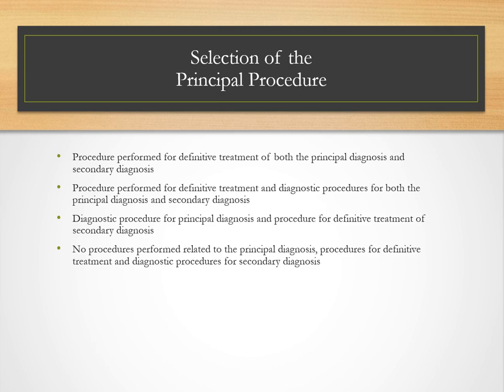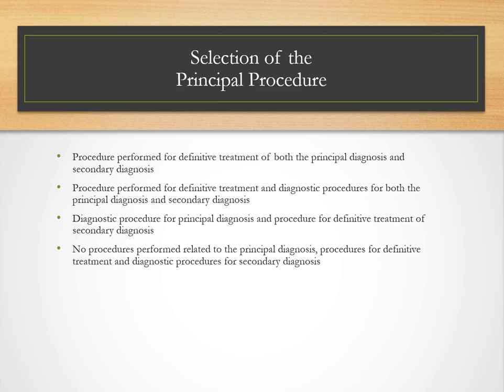First, procedures performed for definitive treatment of both a principal diagnosis, that's the one that would be listed first, and a secondary diagnosis. In this case, we're going to sequence the procedure performed for definitive treatment which is most closely related to the principal diagnoses. Let's do a visual. You have a principal diagnosis and a secondary diagnosis, and the procedure is performed for definitive treatment. You're going to code the procedure related to the principal diagnosis first.